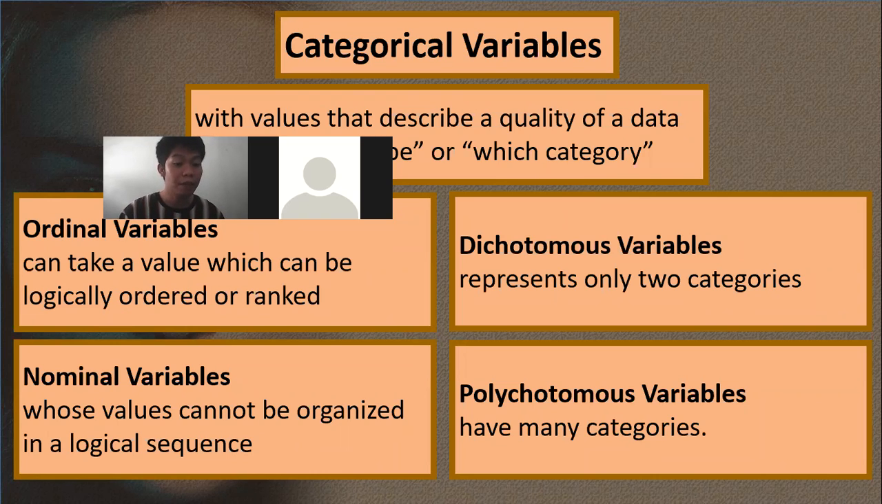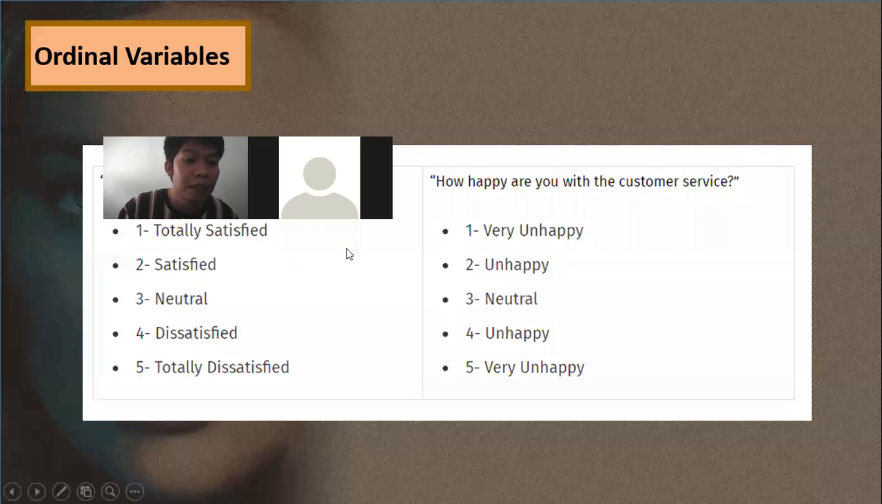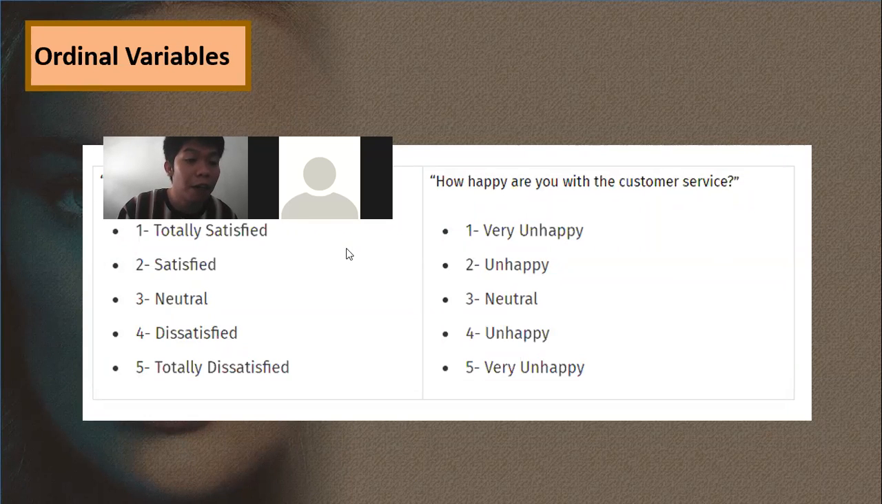We also have nominal variables whose values cannot be organized in a logical manner. We also have dichotomous variables, which represent only two categories, meaning the options in this type of variable are only two. And we also have polychotomous variables, meaning the options are several. Okay, for example, this is an ordinal variable.